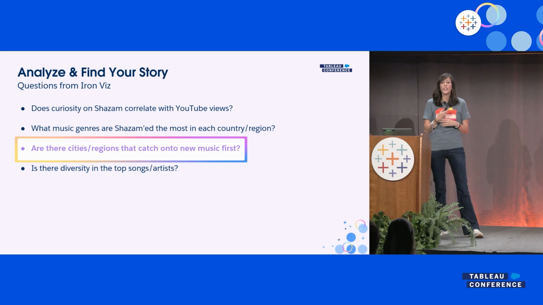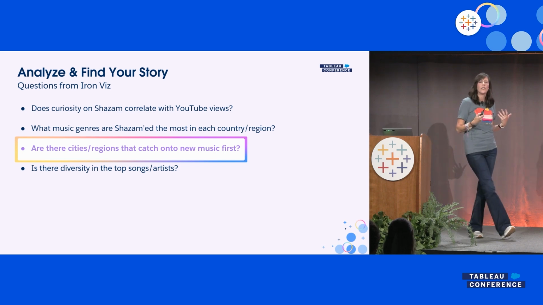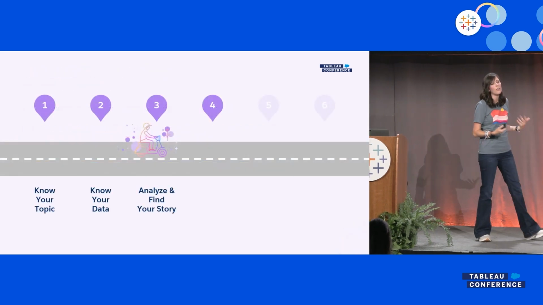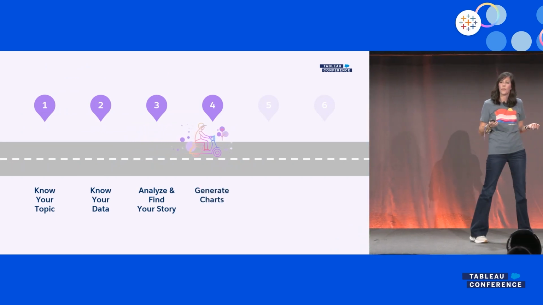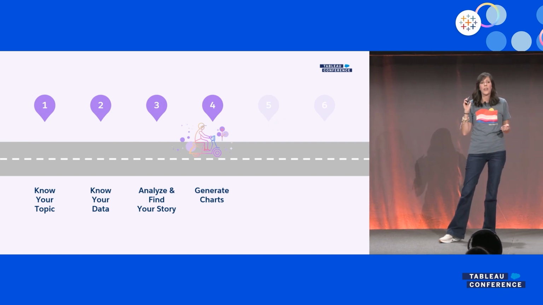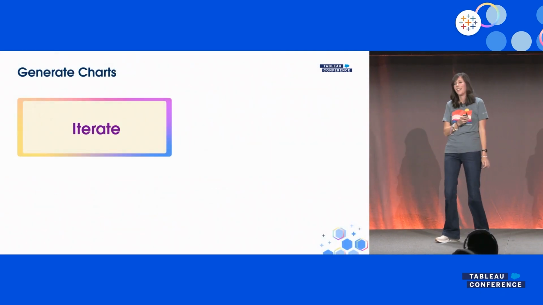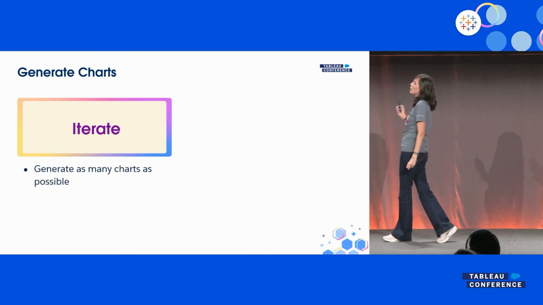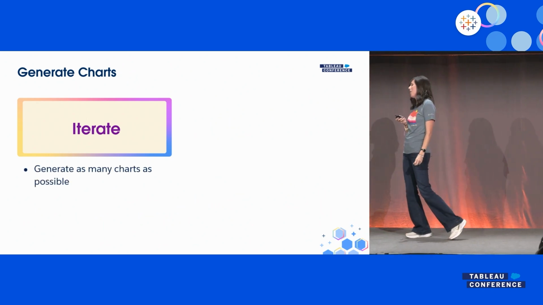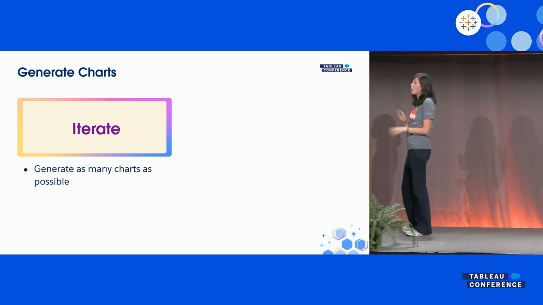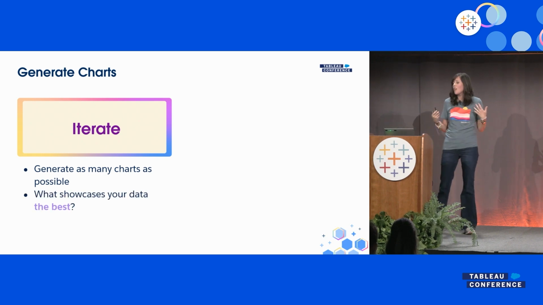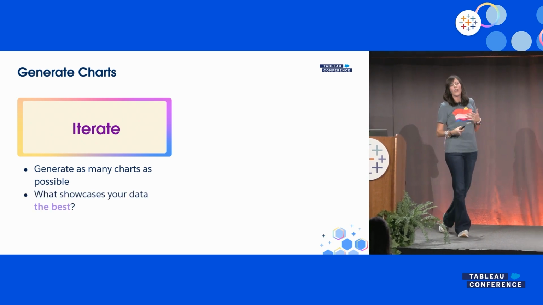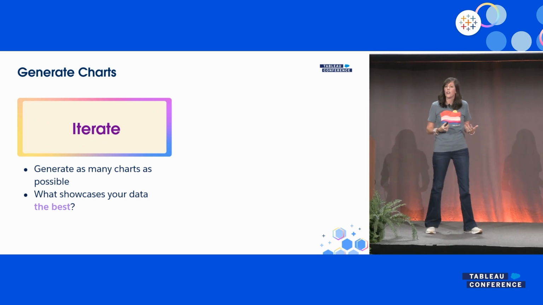And then, once you have that story, it is time to determine how you're going to visually convey it to your audience. And so you need to generate some charts. You need to pick some effective visuals. And the name of the game here is iterate. Make as many charts as you can possibly think of, right? Avoid the urge to just make a bar chart and go with it. Because it might work for your data, but it might not be the best chart for your data, right? And you're not going to know that unless you try other charts.